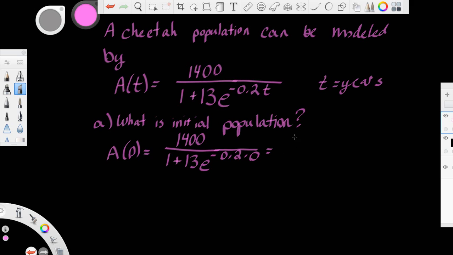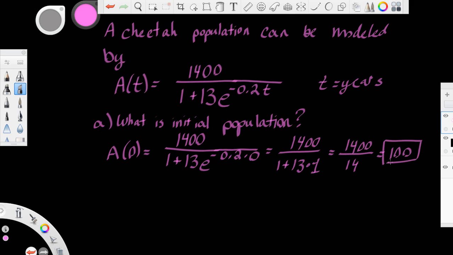And we want to know what's the initial population. So we're going to plug 0 in for t. Then we're going to evaluate the formula. When we plug that in and do the math, we're going to end up with 1400 divided by 14, which gives us an initial cheetah population of 100. Here's the reason why: that's actually going to be e to the 0, and anything to the 0 power is 1. That's why we end up with 1 plus 13 times 1.